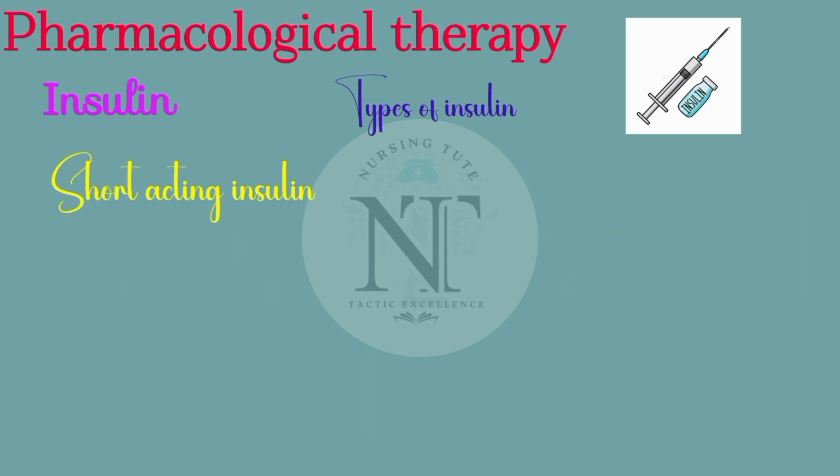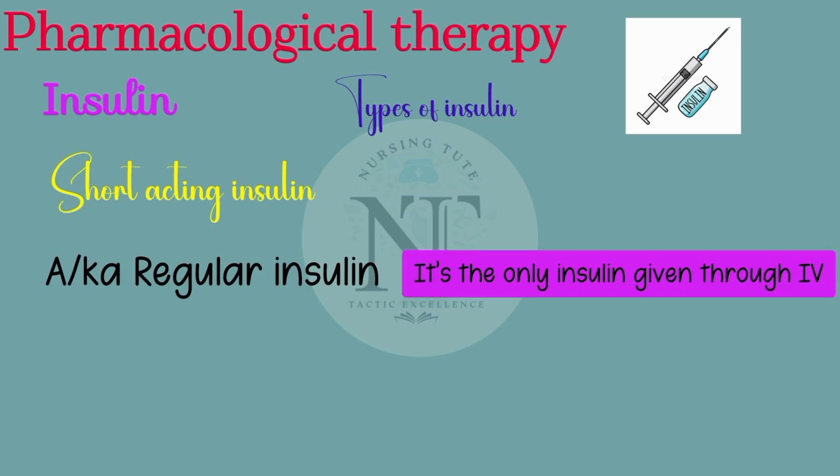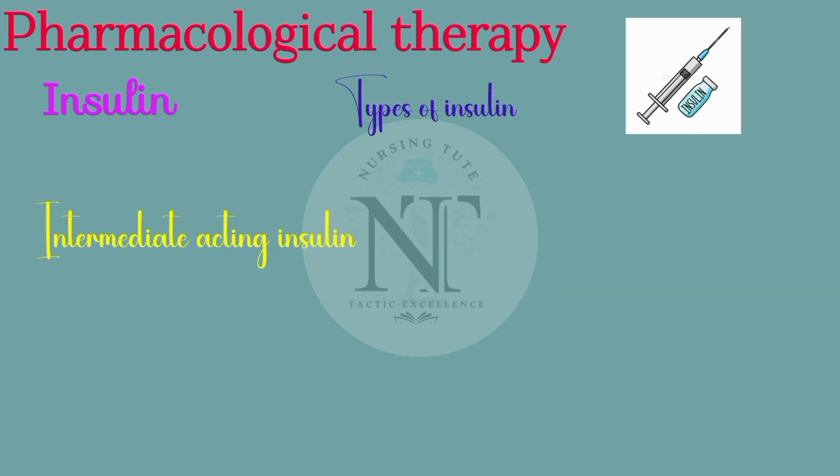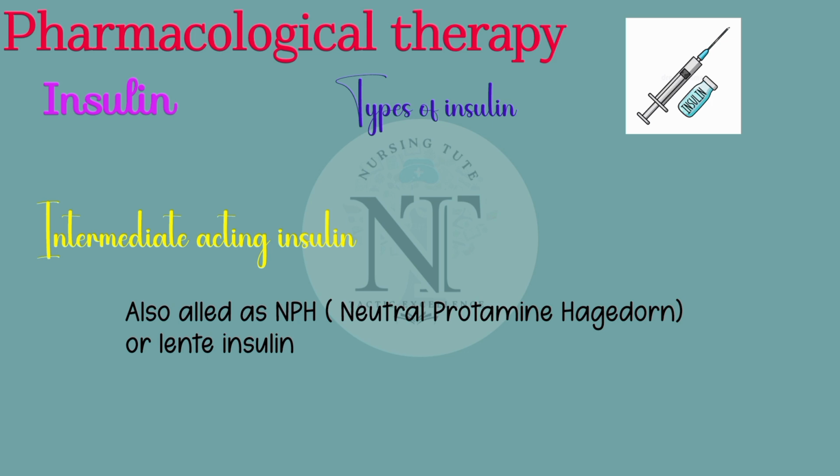Next, short acting insulin, also called regular insulin. It is the only insulin that can be given by IV route. It is usually given 15 minutes before food, either alone or in combination with intermediate acting insulin. Example, regular insulin. Next, intermediate insulin, also called NPH, that means neutral protamine Hagedorn, or Lente insulin.